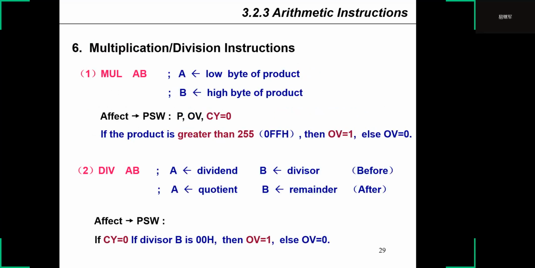Multiplication and division instructions. MUL AB is multiplication of A and B. The low byte of the result is saved to A, and the high byte is saved to B. A times B. If the product is greater than 255, 0FFH, then OV is equal to 1.